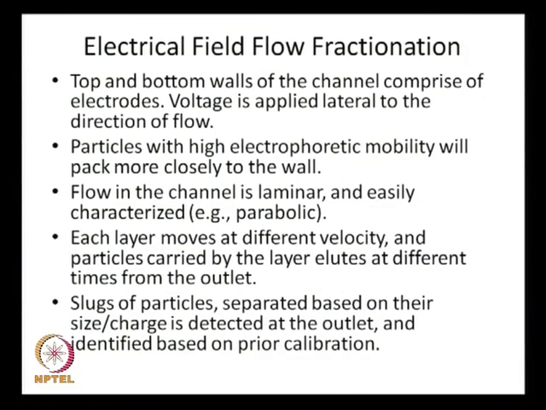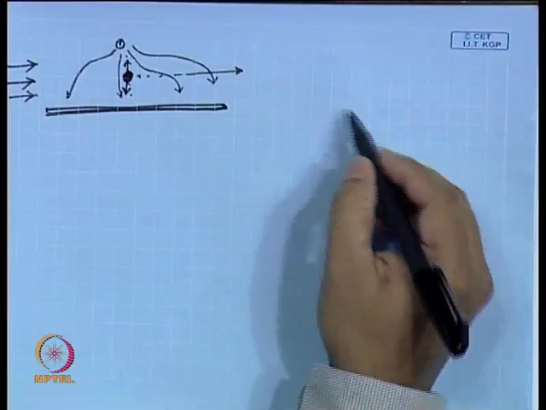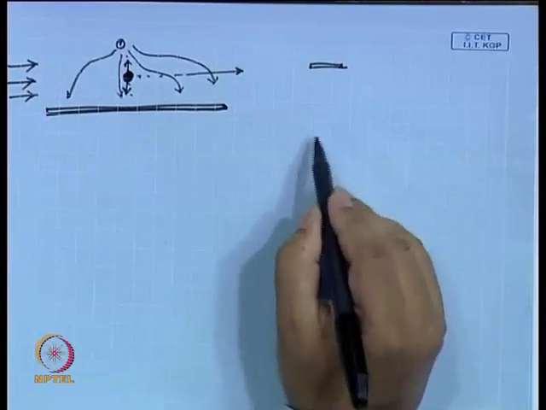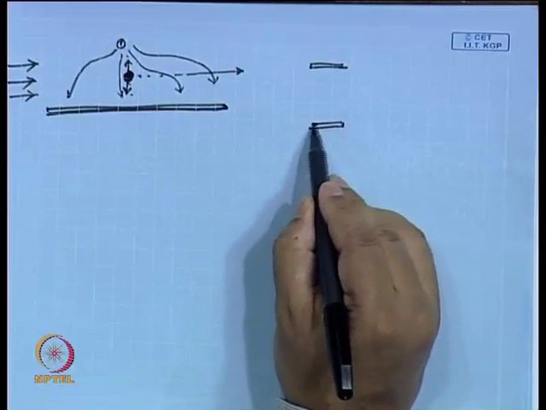So, what I say here is the top and bottom walls of the channel comprise electrodes. Voltage is applied lateral to the direction of flow. Remember the drawing that we had in the earlier class; we turned it 90 degrees. So, you have one electrode here, another electrode there.